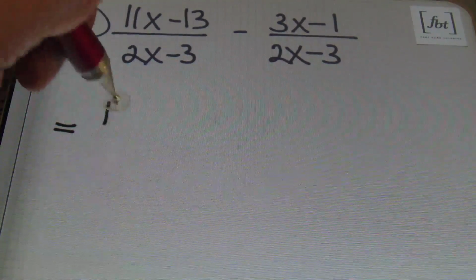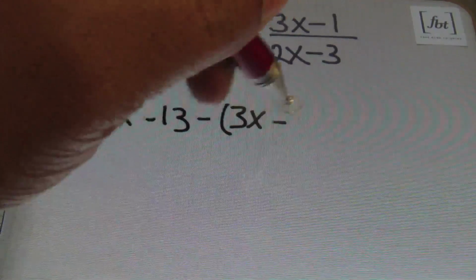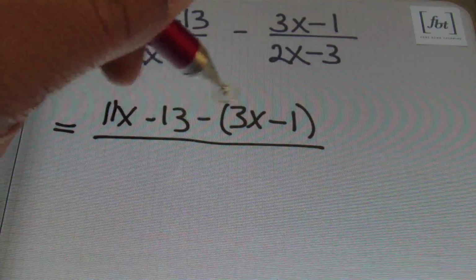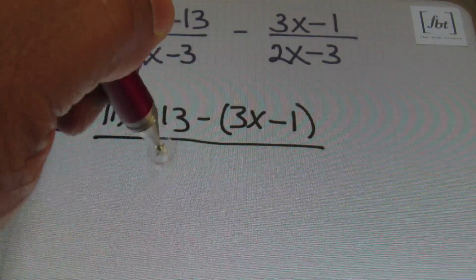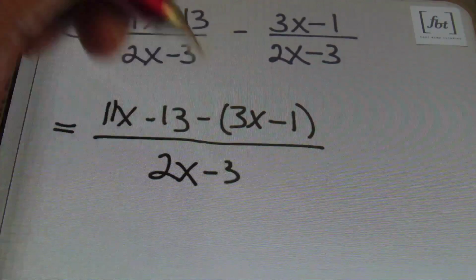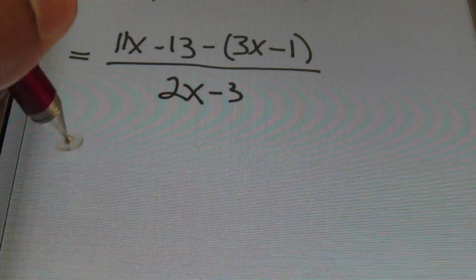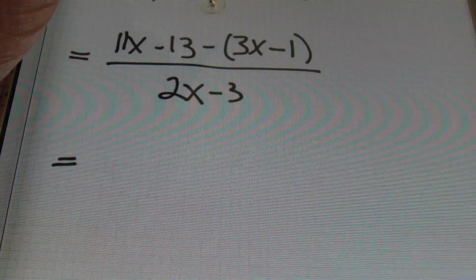All right, we'll have 11x minus 13 minus the quantity of 3x minus 1. See, what happens is that this minus sign needs to be distributed to everything in the second term's numerator. It's still going to be over your common denominator of 2x minus 3, but we're going to take our time with this, all right? So let's take our time, make sure we're getting it right. The negative in front of the parentheses will need to be distributed.